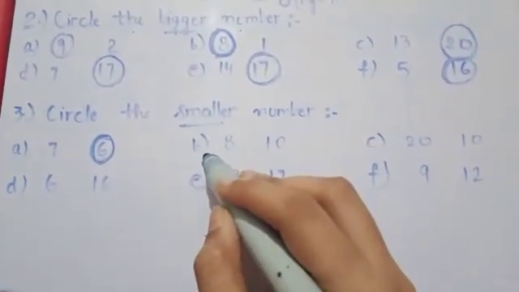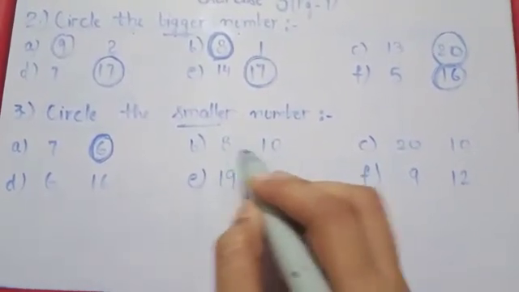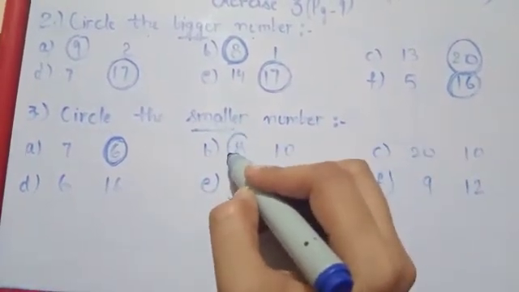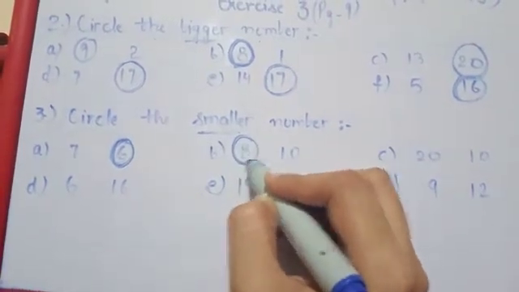Now come on part B. 8 and 10. So which number is smaller? Yes, 8 is smaller than 10.